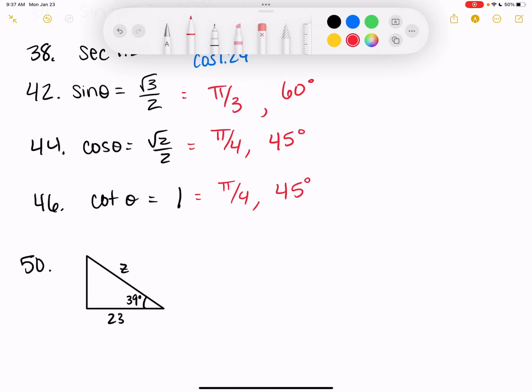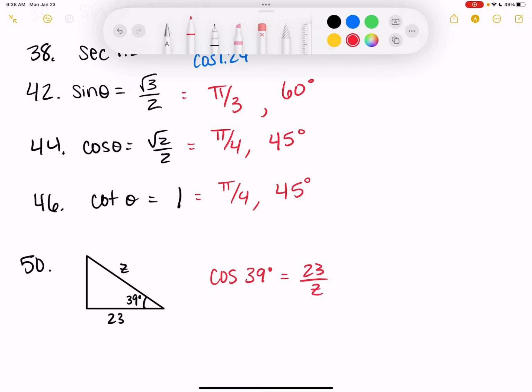That's fine. Okay, can you ask that again? Yeah, so what trig function associates these three things that are given to you? Cosine. Cosine, so cosine of 39 degrees is equal to adjacent, so it's 23 over hypotenuse z.